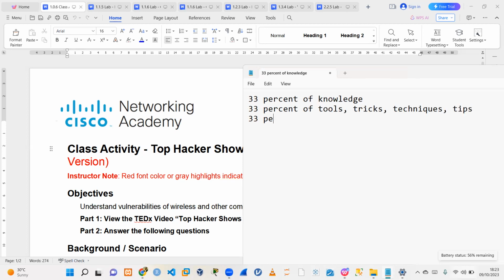Then another 33%, you need that for being able to do countermeasures, right? Being able to do vulnerability assessment, being able to do pen testing, right? So though this is not a pen testing course, this is a SOC analyst course, but in cybersecurity generally, this is what is expected of you.